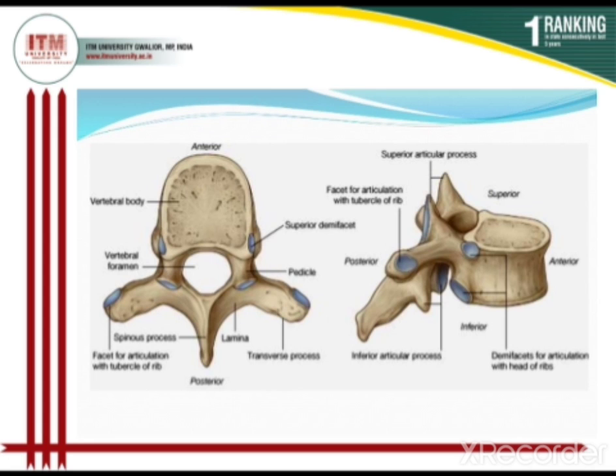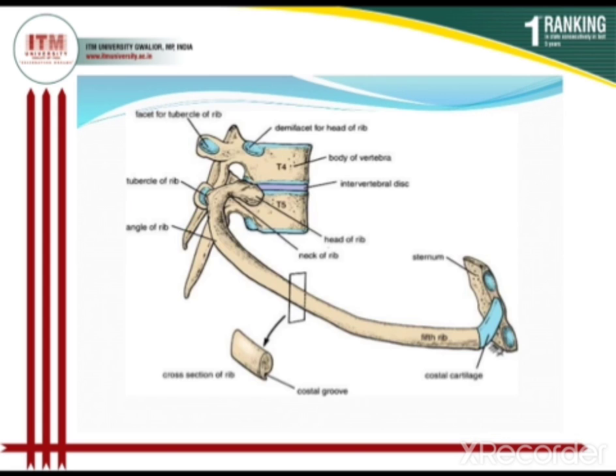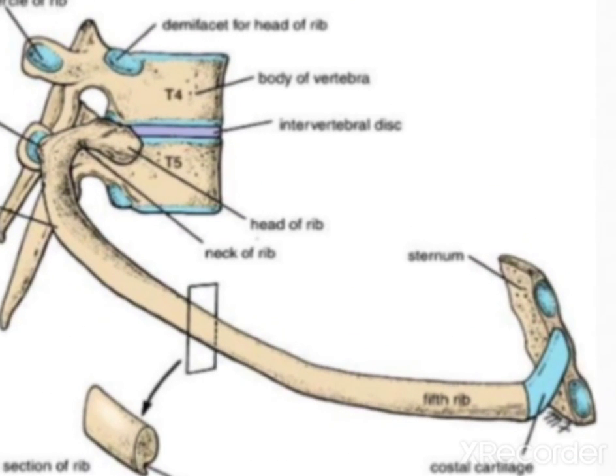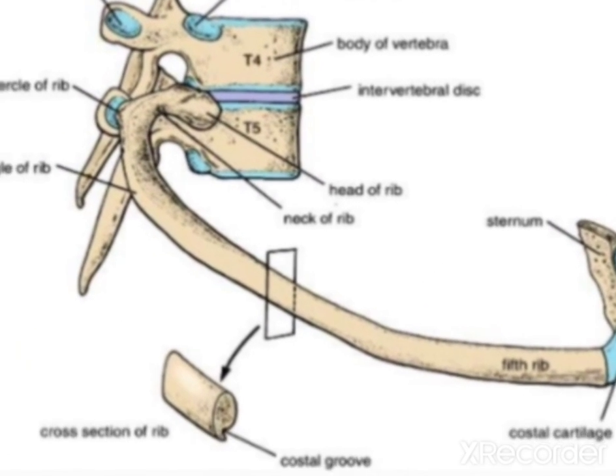Now next is how the rib is attached to this. You can see here in the front it is attached to the sternum. This is an example of the fifth rib. You can see at the front these costal cartilages.